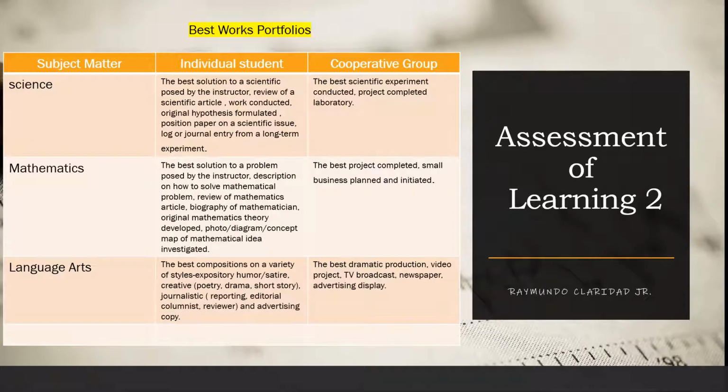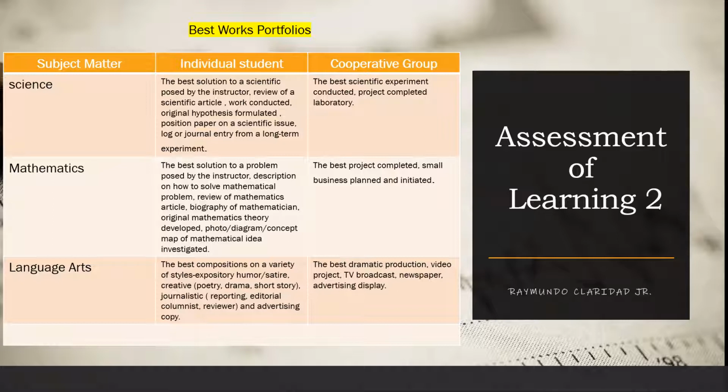And here are examples of best work portfolios according to subject matter. For example, science. For an individual student: the best solution to a specific scientific problem posed by the instructor, review of a scientific article, work conducted, original hypothesis formulated, position paper on a scientific issue, log or journal entry from a long-term experiment. And in the cooperative or group side, the best scientific experiment conducted or project completed in the laboratory.